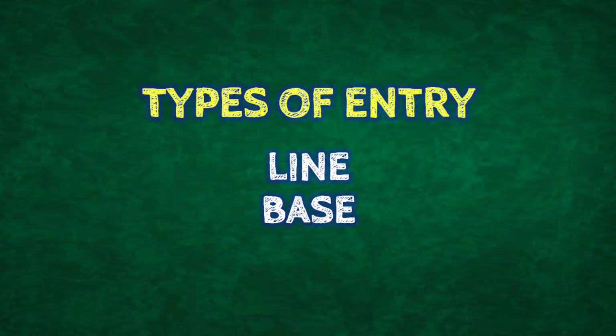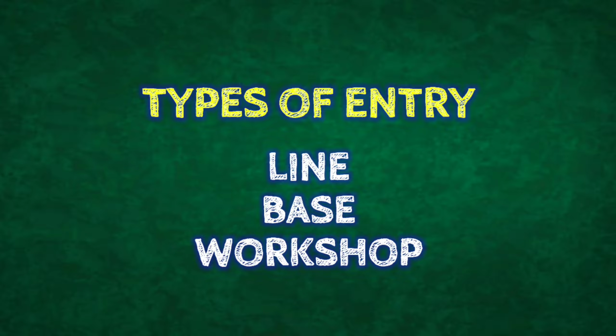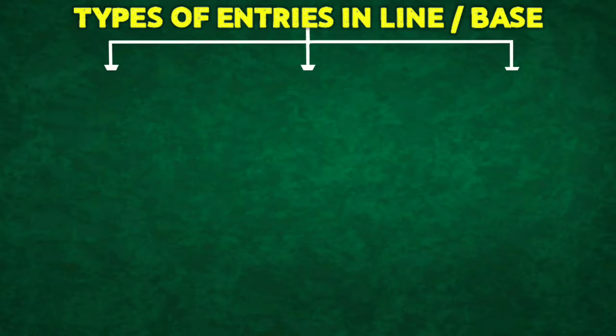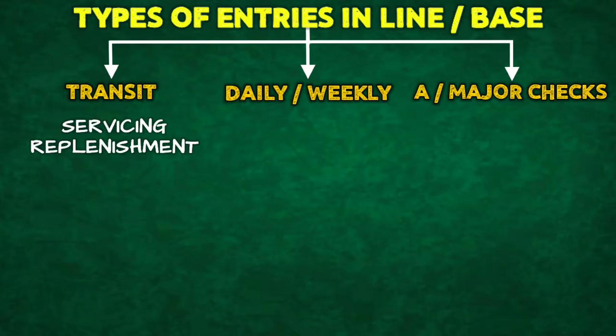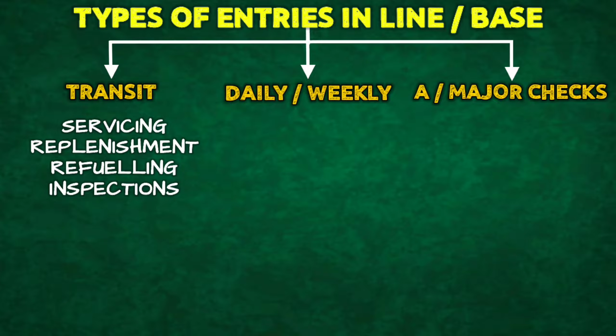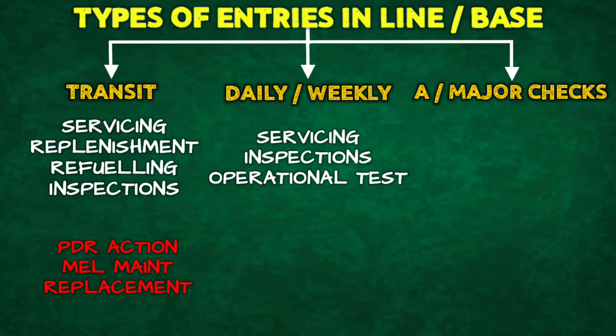Now let's see what are the types of entry we can write in line or in base or in workshop. Let's start with line or base maintenance entries. Line maintenance will involve transit check, daily weekly checks and A check. For base, A checks and different major checks. Each one will have tasks like in transit we will do servicing, replenishment, refueling and inspection and few other unscheduled tasks. In daily and weekly we do servicing, inspection, operational test and other unscheduled tasks.